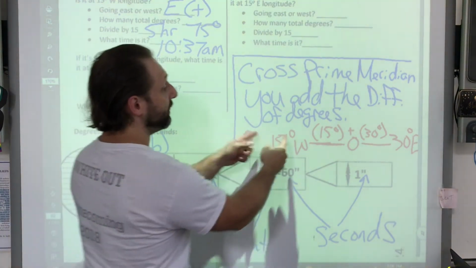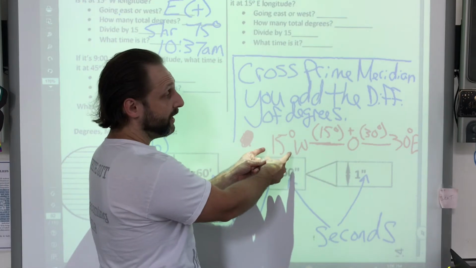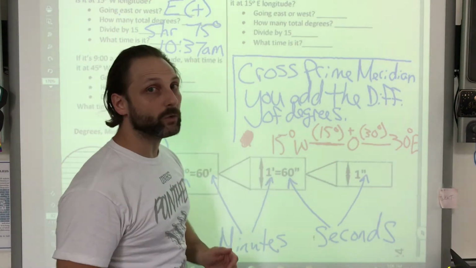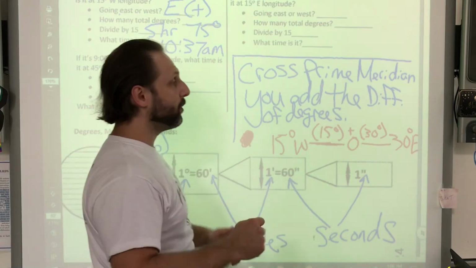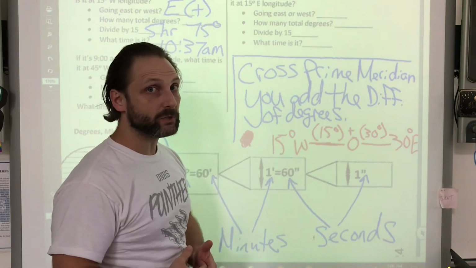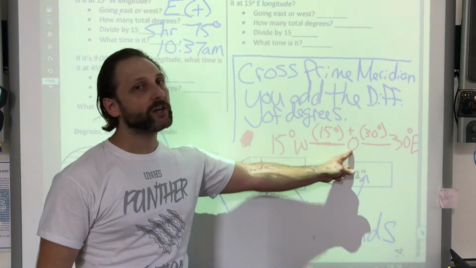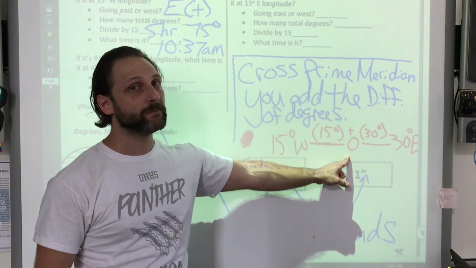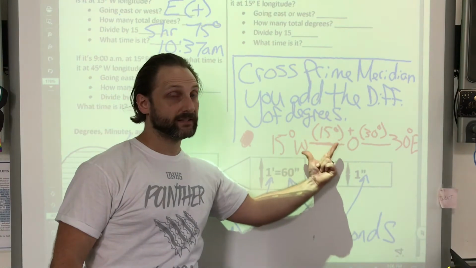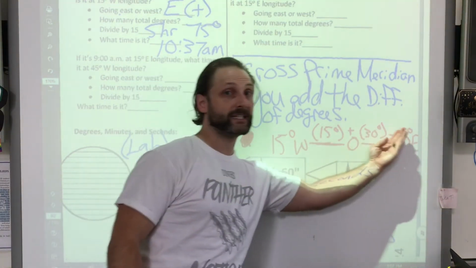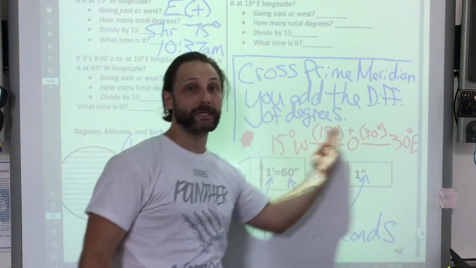So if we started at 15 degrees west and we ended up at 30 degrees east, well, it's obvious that we're going east, we're adding, but we have to determine the total amount of degrees in between. So if we're starting at 15 degrees west and we cross 0, think of it like a number line. There's an amount on this side and there's an amount on this side. You have to add them together for the total gap in between.